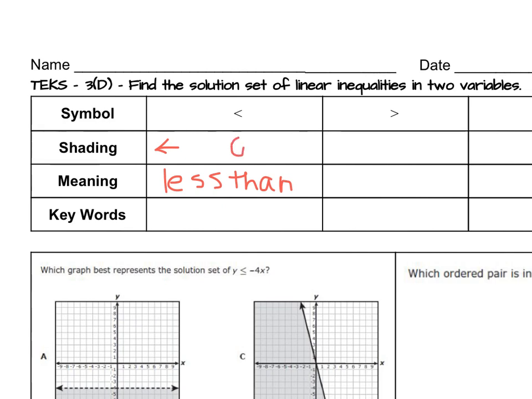Also, this would have an open circle because it does not include the answer. It's not "or equal to." The second symbol would be shaded to the right. Notice again, the arrow matches the symbol. This one means greater than. It would also have an open circle at the end point for that one because it does not include that answer.